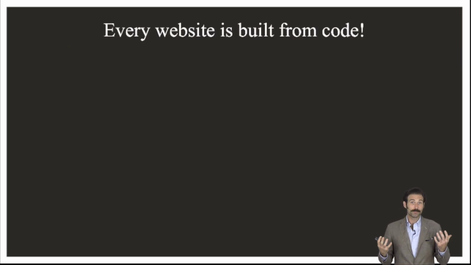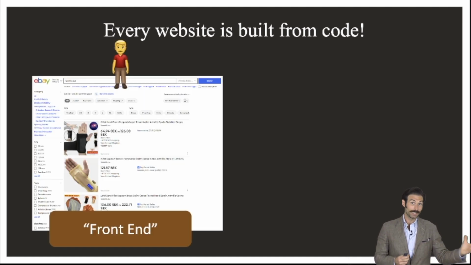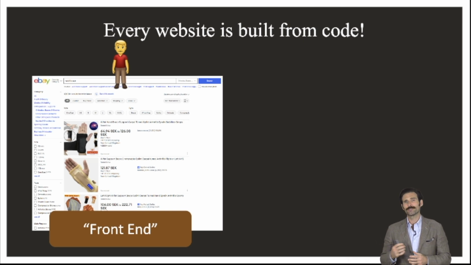So every web page is built from code. If we are humans, we might log into eBay, for example, and see a page like this. Let's say we're tired of copy and pasting by hand. We have a pain in our wrist, so we go to eBay to look for a wrist brace.